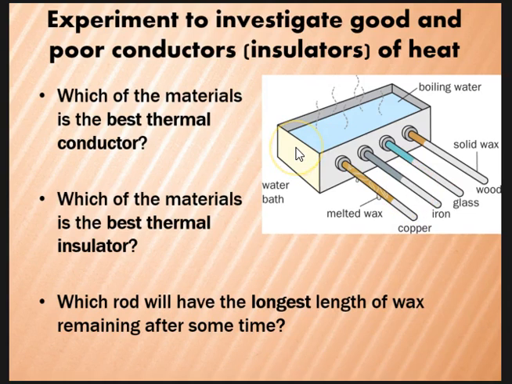Well, from the diagram, we can see that copper has a lot of wax melted off, followed by iron, glass, and wood. This therefore suggests that copper is a better conductor of heat, since heat can be transferred rapidly from the tank of hot water to the other end of the rod. The faster the heat is transferred, the quicker the rise in temperature of the rod. Hence, the wax around the copper melts more quickly compared to the others.